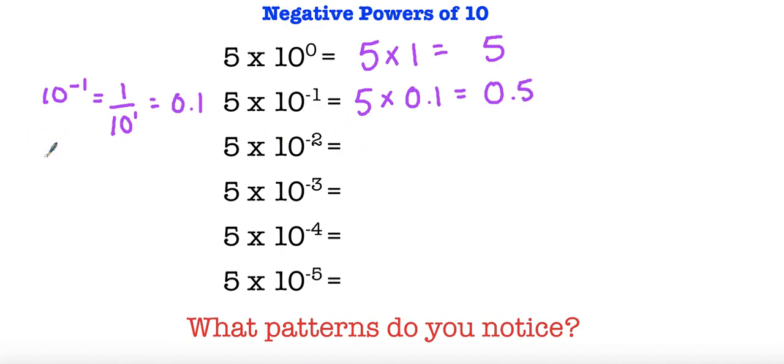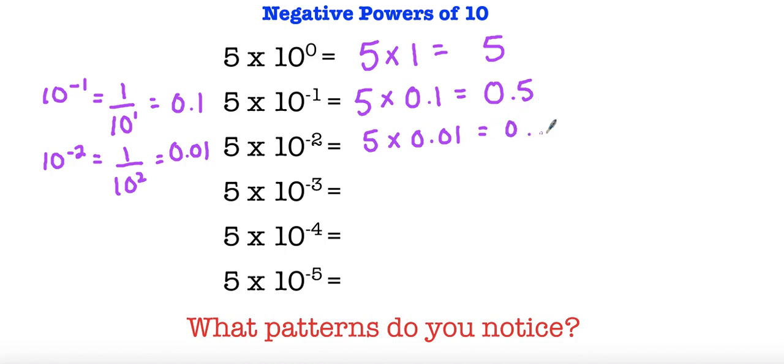And then next we have 10 to the power of negative 2, which equals 1 over 10 to the power of 2, which is 1 over 100, which equals 0.01. So it's 5 times a hundredth, which is 0.05, which is 5 hundredths. And then if you notice, a pattern starts happening here. So it's going to be 5 times a thousandth. So I get 5 thousandths, and so on.